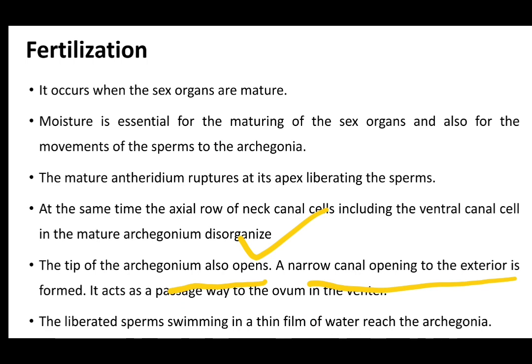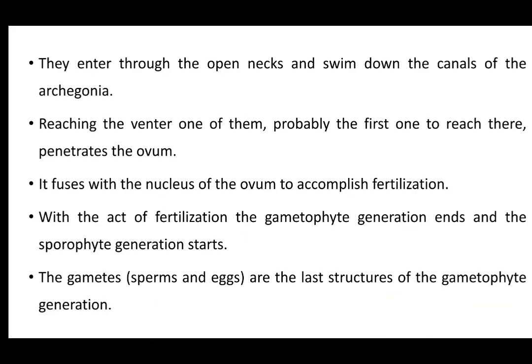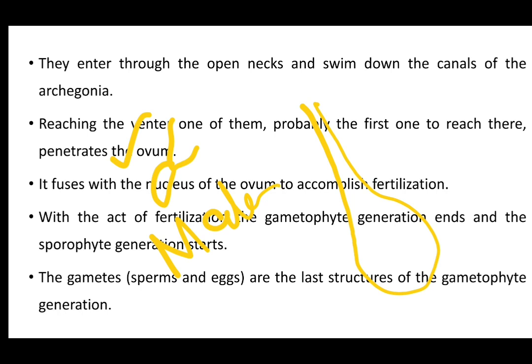The liberated sperm swim in a thin film of water and reach the archegonia. Next, they enter through the open neck of the archegonia. These are sperms. This is the archegonia. These sperms are male gametes. Inside this archegonia, an egg cell is present, which is the female gamete.